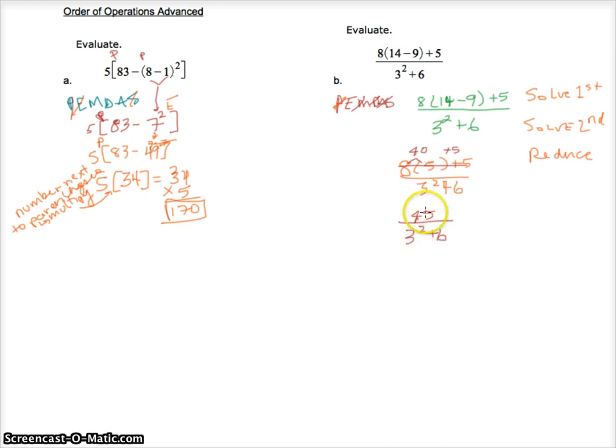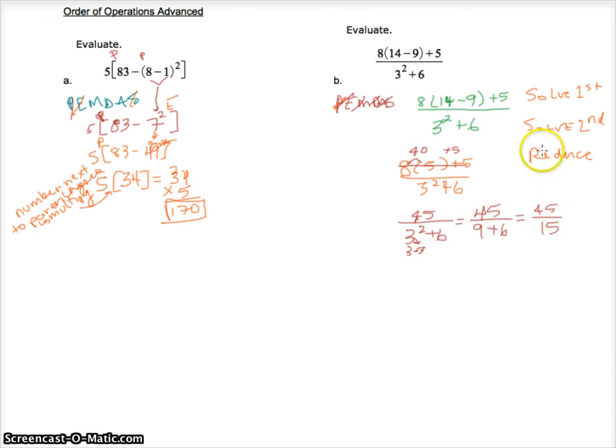Now I'm almost done. I need to look at the bottom, and I do have an exponent. So I need to do my exponent first, and it's 3 squared, which means that I need to look at 45 over, this is going to be 3 times 3. 3 times 3 is 9 plus 6. So this is going to equal 45 over 9 plus 6, which is 15.